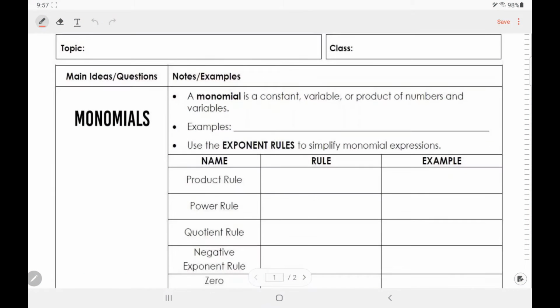Let's review monomials and the exponent rules that we use to simplify them. So first of all, a monomial is a constant, a variable, or product of numbers and variables. Notice that word or. It doesn't mean that it has to be all of these things. It could be any one.